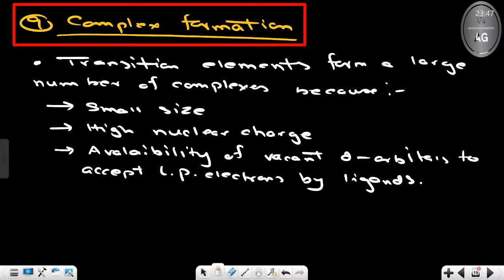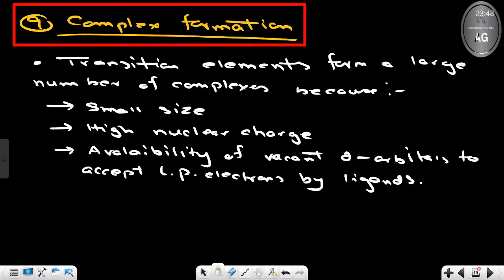Second, nuclear charge is more. So size is also small and nuclear charge is also more, so it will easily attract the ligands. Ligands can be anionic, cationic, or neutral molecules which have at least one lone pair to donate to the central metal atom, that is, this D block element.